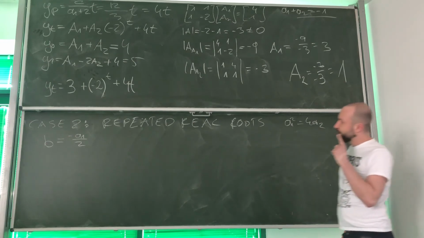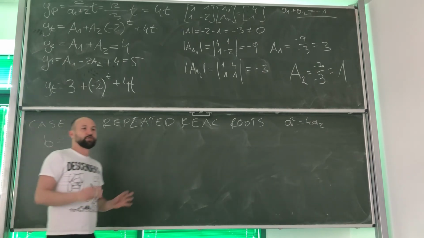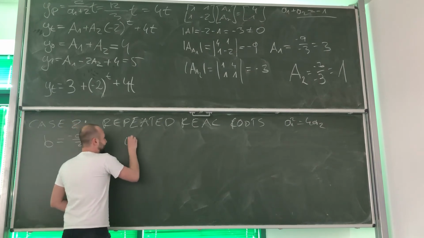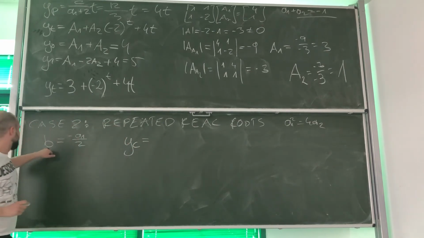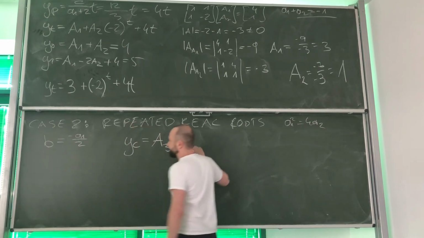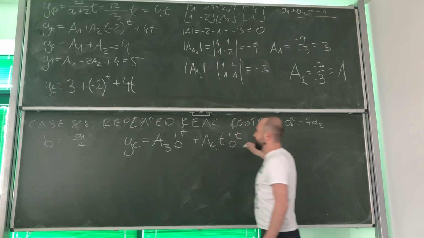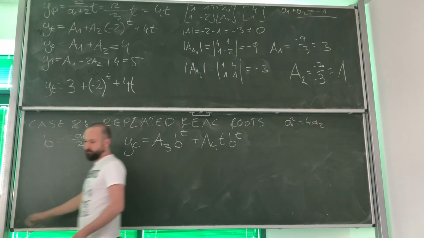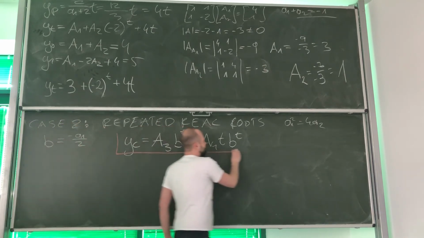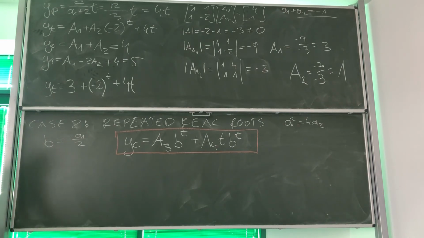Now, however, we also should remember that if real roots are repeated, in order to avoid the collapsing of the expression, what we need to add in complementary function is not only to have, we're going to call it a3 b to the power of t, but we also need to add another component, a4 t b to the power of t. And this is a complementary function for the case of real repeated roots.